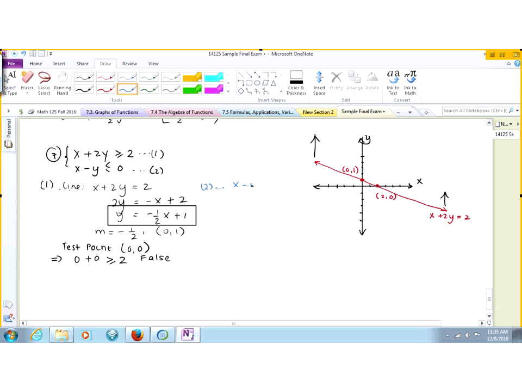Now, the second one is x minus y is less than or equal to 0. So the line is x minus y is equal to 0. Then what? So y equals x. Do you know how to graph y equals x? If x is 1, y will be 1. X is 2, y will be 2. So 1, 1, 2, 2, 3, 3. So solid.